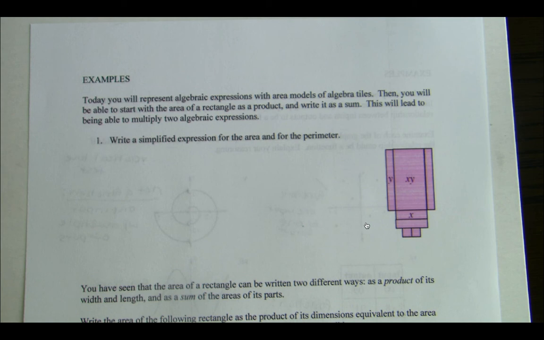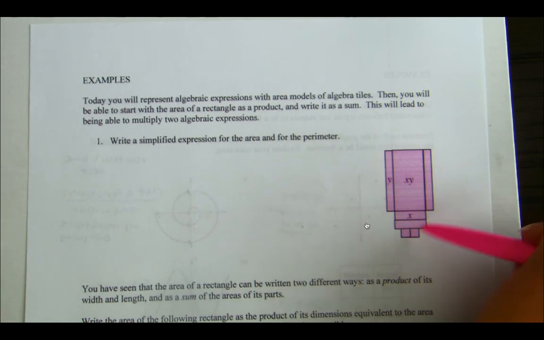In this video, we are going to represent algebraic expressions with area models of algebra tiles. So I have these algebra tiles that are making up kind of an irregular shape. And I want to be able to write a simplified expression for the area and for the perimeter. So let's start with area because that's probably the easiest.